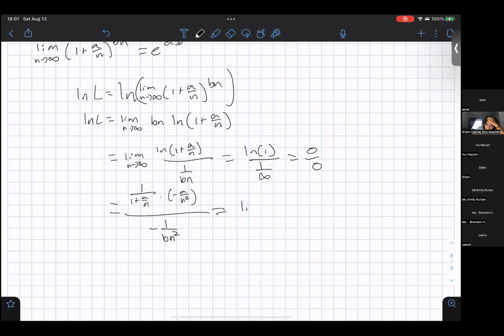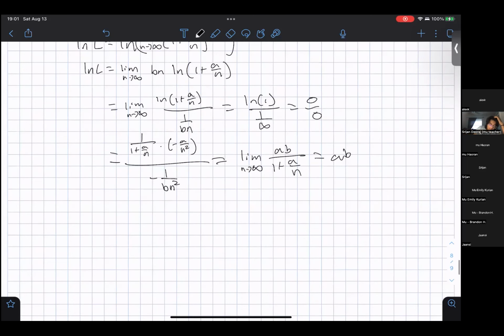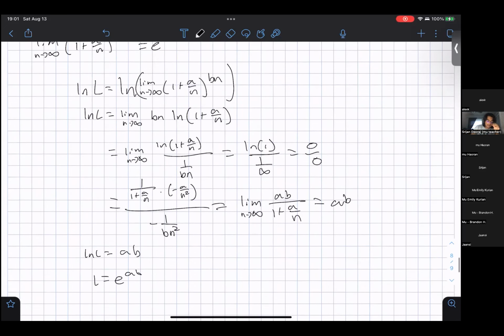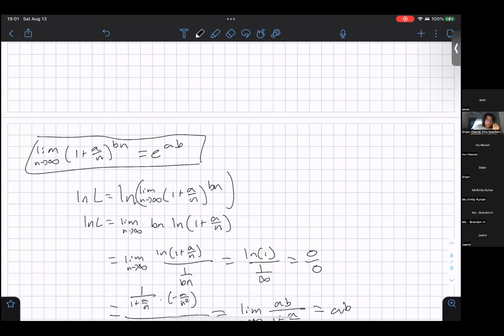So you have the limit as n approaches infinity of ab over 1 plus a over n. And again, you just plug in n equals infinity into that a over n. This is just equal to ab. Remember, ln of our limit is equal to ab. So we can say that L is equal to e to the ab. So even if you didn't understand this, make sure you memorize this formula, because it's going to be the trick to solving a lot of questions really quickly on FAMAT, because it shows up a lot.